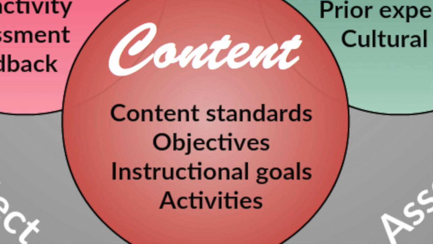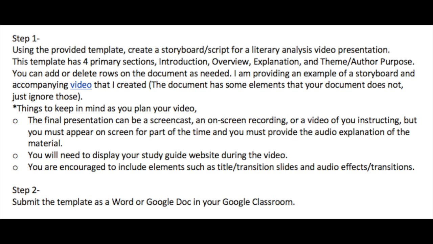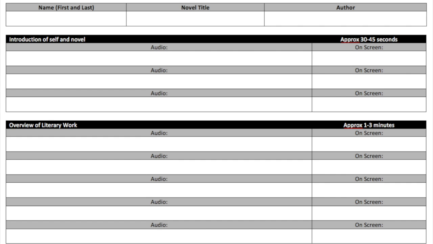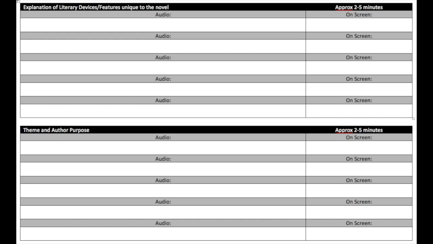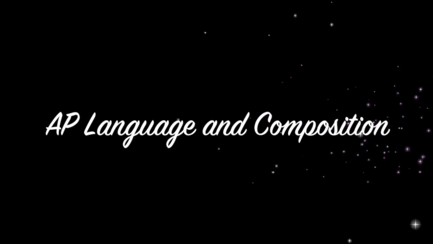Next, I focused on the content. Standards and objectives were presented. Students were expected to understand and present a clear explanation of various literary devices, themes, and author's purpose throughout the text. Using previous knowledge of the text, students will be creating a storyboard that later will help them design a video. This video presentation will be explaining a study guide style website that they have been creating. Students have been given a template that they can fill in as they go. I've also provided them with a storyboard and video example for modeling.